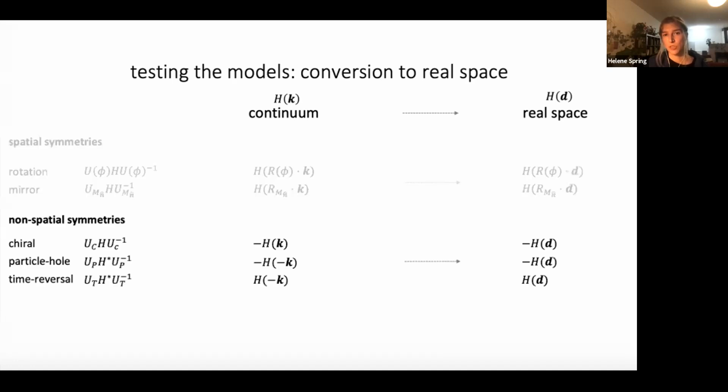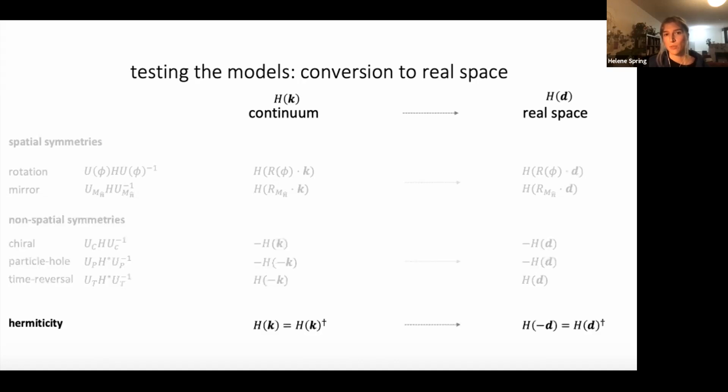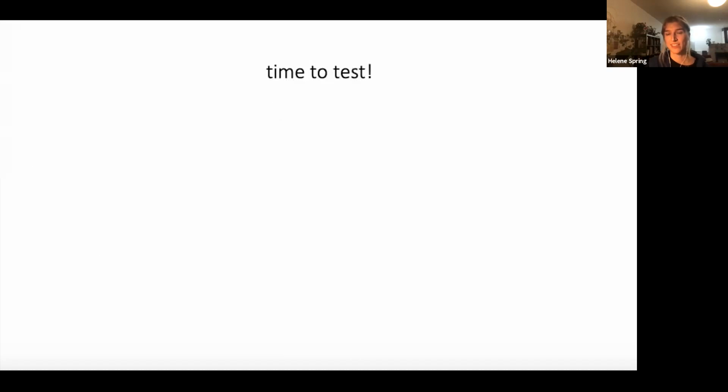The non-spatial symmetries, however, are sometimes different in the continuum than in Realspace, as the sign of the bond length is not flipped, unlike the sign of the crystal momentum. This is because the hermiticity condition is also modified, where the adjoint hopping in Realspace is the reverse hopping along the same bond D. So by following the rules of this conversion, we get our Realspace models from Qsim, and we're good to go. So we're now ready to start testing our Realspace models.